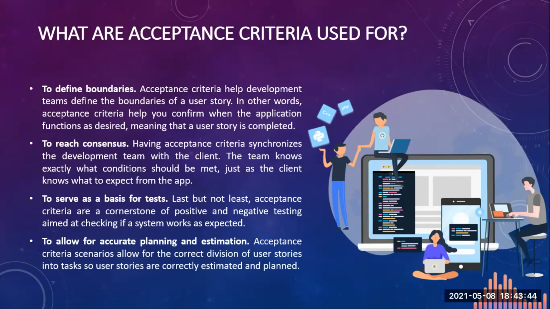Third is to serve as a basis for tests. Acceptance criteria are a cornerstone of positive and negative testing, aimed at checking if the system works as expected. And fourth, to allow for accurate planning and estimation. Acceptance criteria scenarios allow for correct division of user stories into tasks so that user stories are estimated and planned correctly.